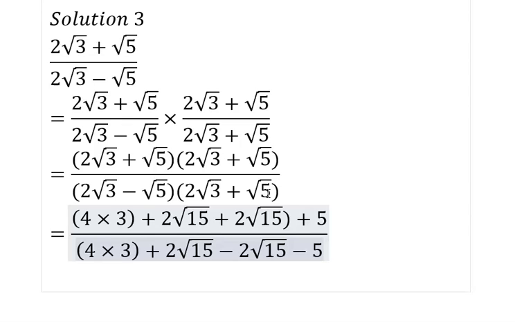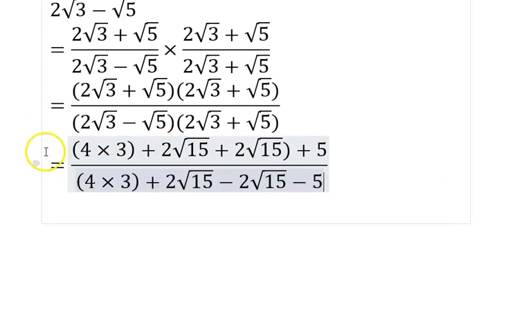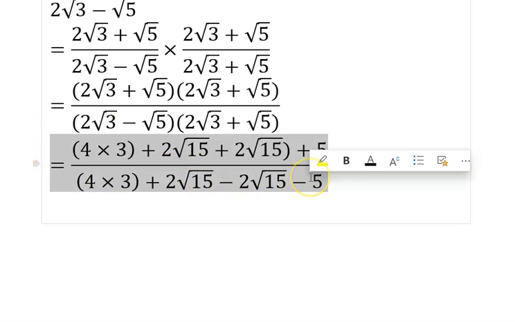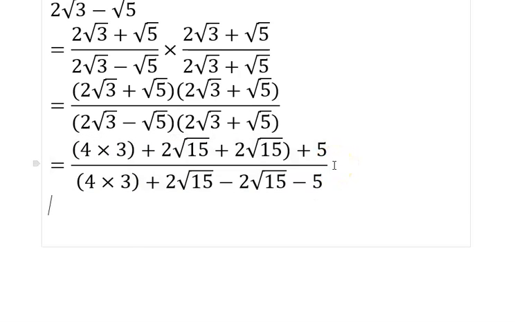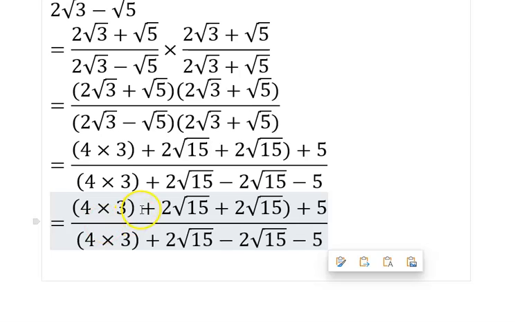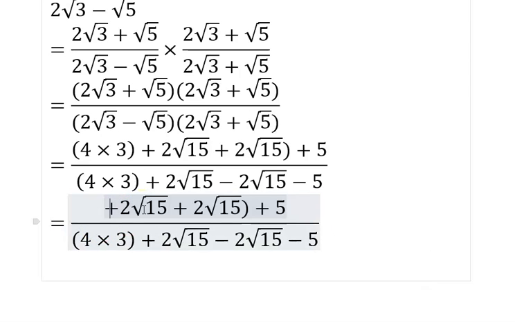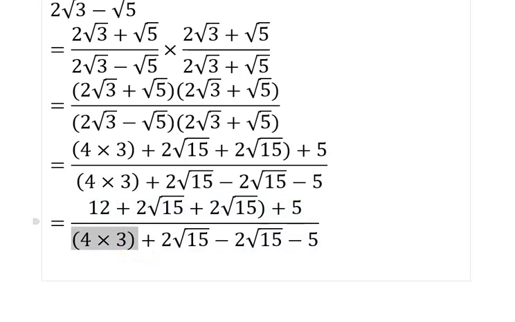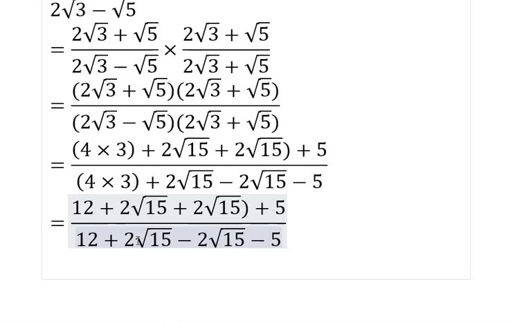Wow. You have to be very careful while doing the multiplication so that you don't make a mistake. So with this now, our job has been made easy. So 4 times 3 here will give us what? 12. 4 times 3 here will give us what? 12. Beautiful.